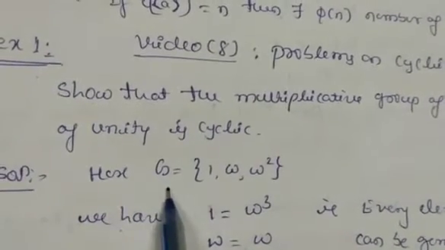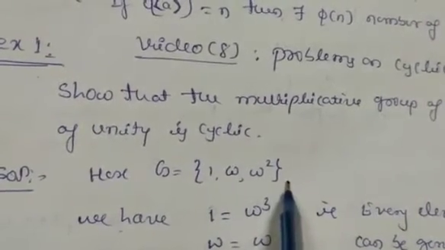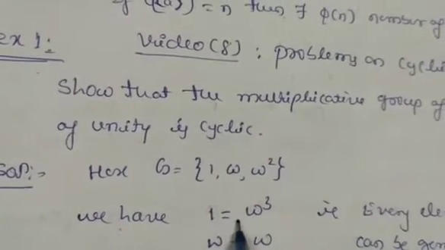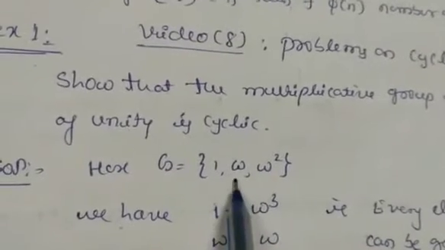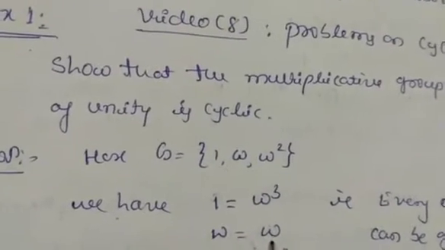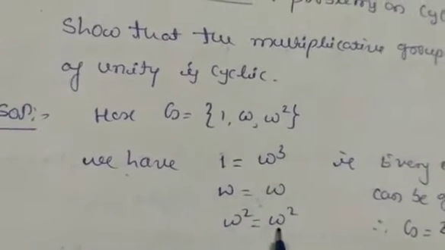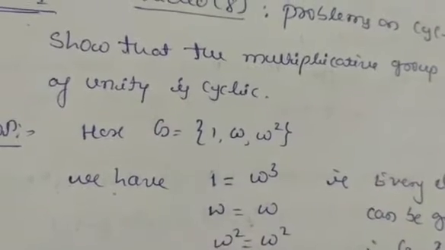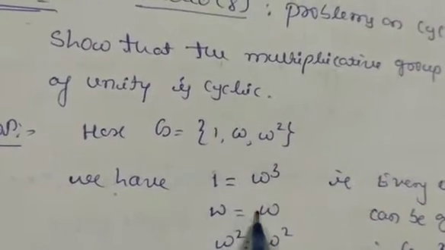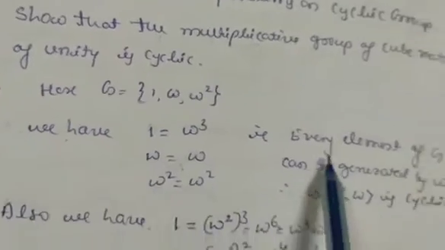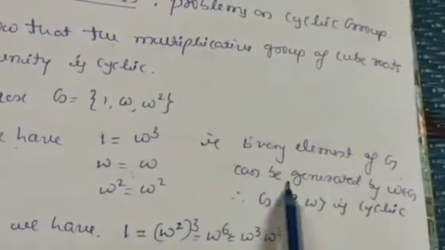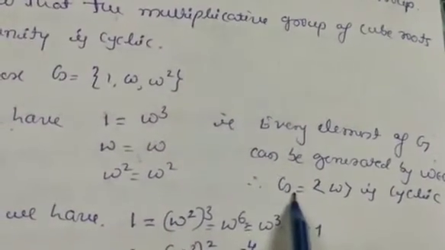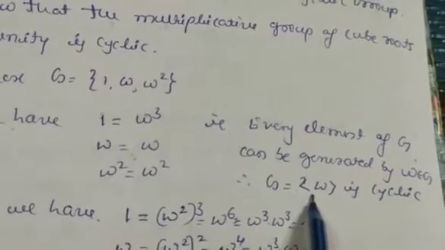Let us take G equals {1, omega, omega square}. We know that since omega is the cube root of unity, 1 is nothing but omega cube, omega is omega only, and omega square is omega square only. Here all the elements of this group can be expressed in the form of powers of omega. So every element of G can be generated by omega, which belongs to G. Therefore G is a cyclic group generated by omega.